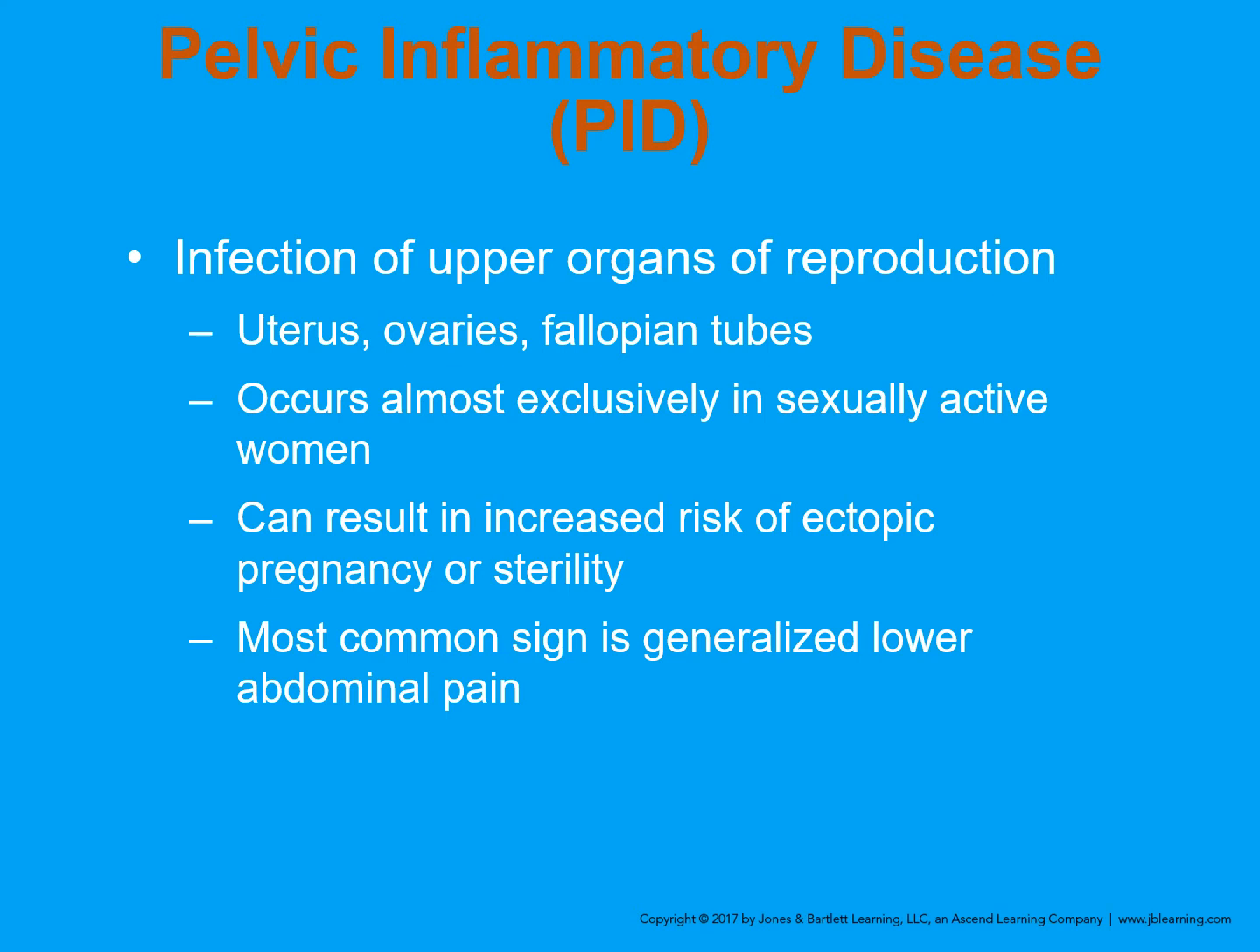Most common presenting signs of PID are generally lower abdominal pain, and other signs may include abnormal or foul-smelling vaginal discharge, which they would complain about. That's not certainly an exam thing for us. Increased pain with intercourse, fever, general malaise, nausea, and perhaps vomiting.